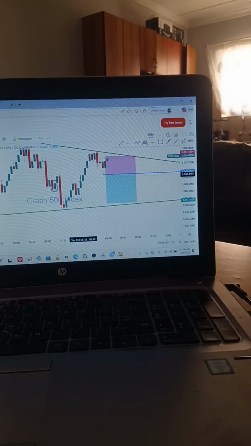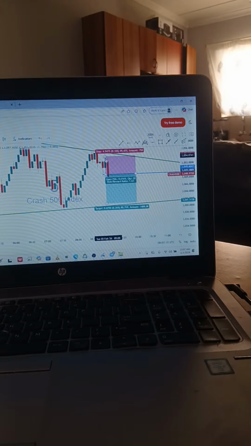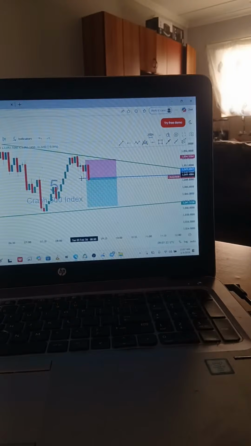Currently, is there a signal in Crash 500? There's no signal. Yeah, there's a signal. Let me check something, just 5 minutes. But it's fine. We're going to place our stop loss just above this and our entry here. I was looking at it and asking myself, are we going to get a spike now? But it's fine. We can enter here.